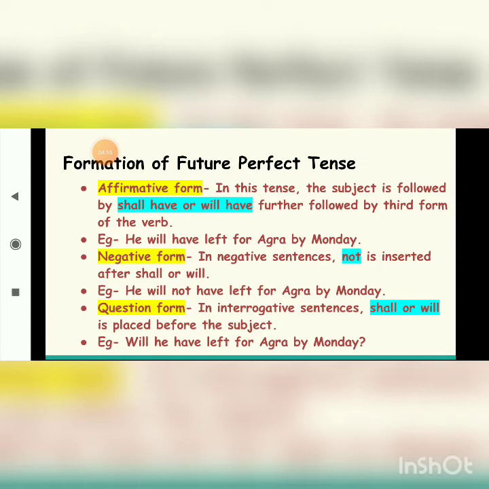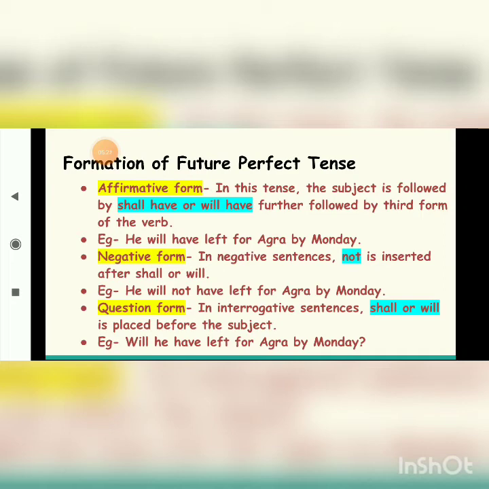Moving to the second, that is negative. In negative sentence, not is inserted after shall or will. So what we do in negative sentence, we insert the word not after shall or will. So how the sentence will become over here now after inserting not? It will become, he will not have left for Agra by Monday.